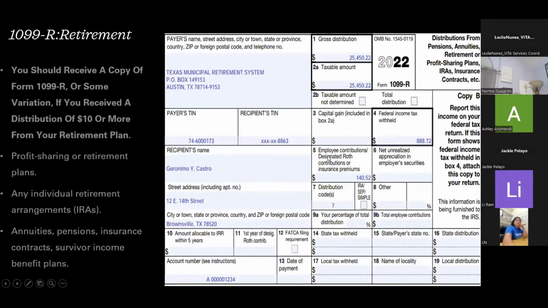Also, as you can see, this one has employee contributions, so we do need to add box 5 and box 7, the codes that are there. Some of them do have the IRA/SIMPLE box checked.